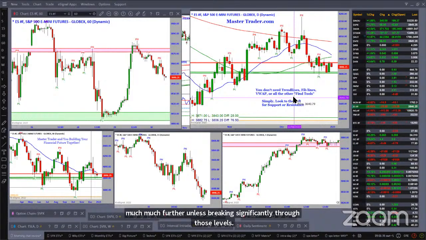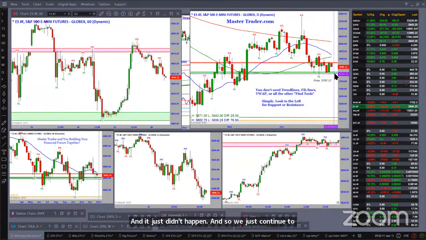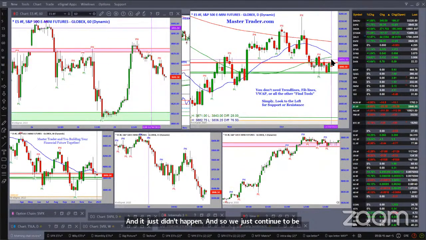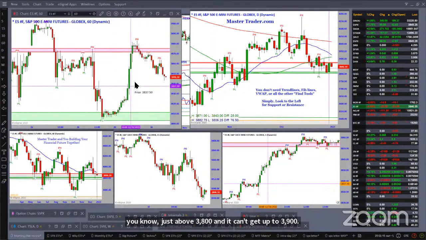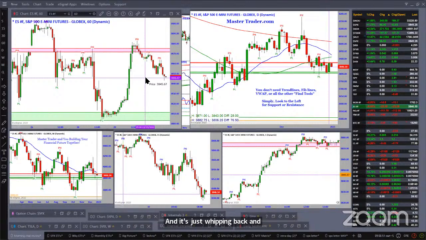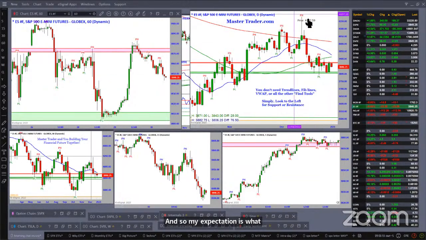And so we just continued to be just above 3,800, and it can't get up to 3,900. It's just whipping back and forth, back and forth. And so my expectation is it's going to whip back and forth. Probably not going to do too much.